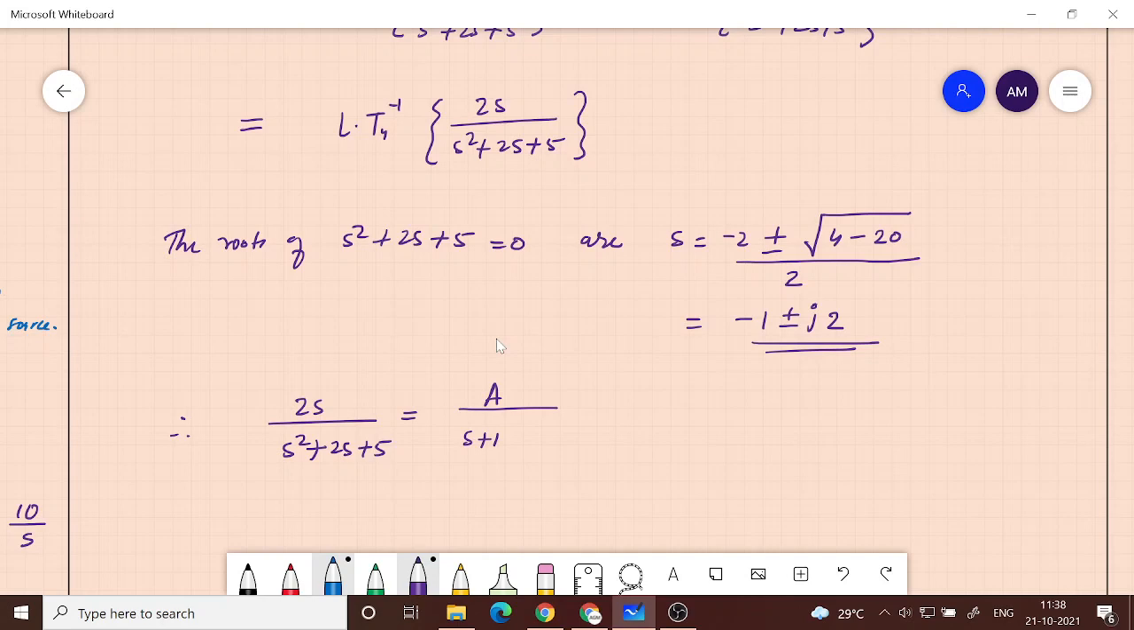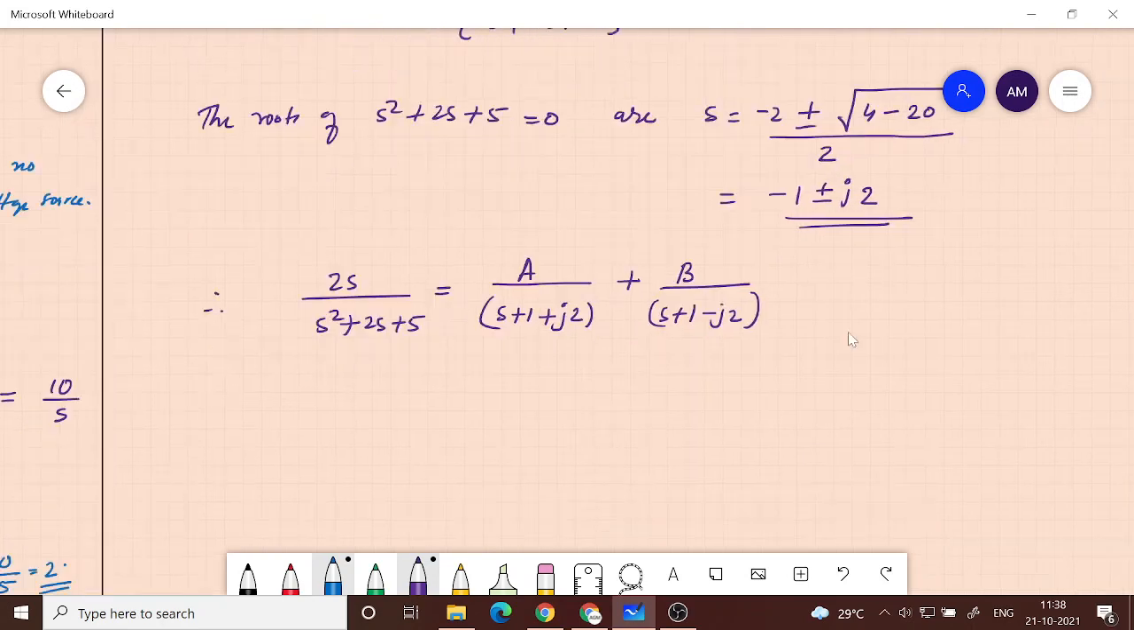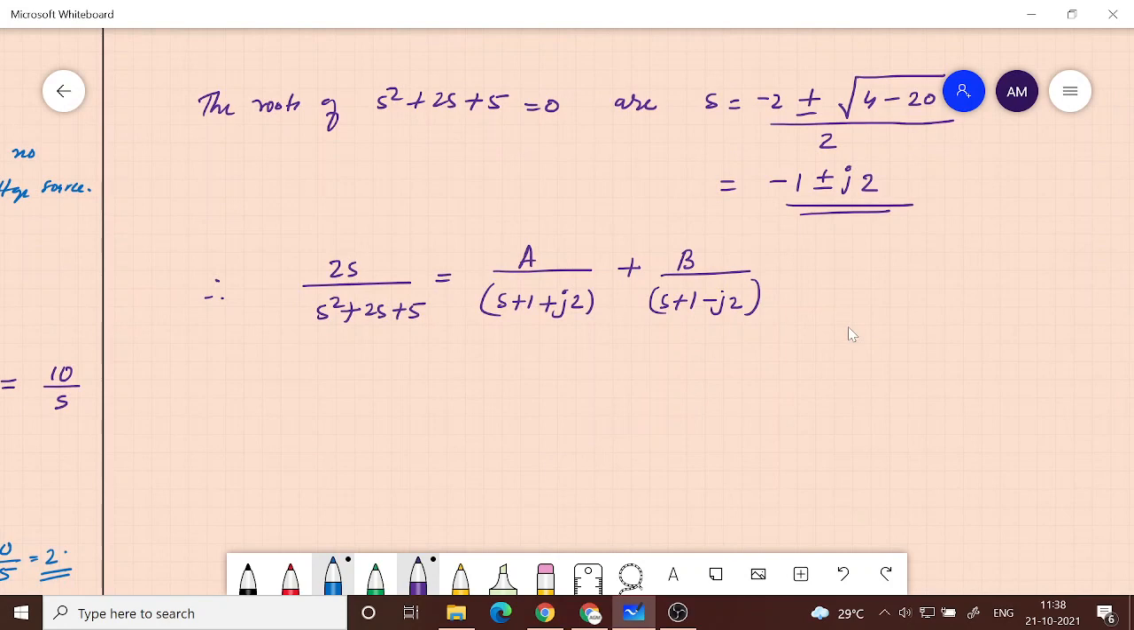If I take the minus here, then it will be plus j2. I can write like this. Okay, I can proceed like this: s plus 1 minus j2. This is one way to proceed. Okay, and then you can apply, find a and b, and then alternatively, or let me show you that also. This is what I prefer to do in such cases.